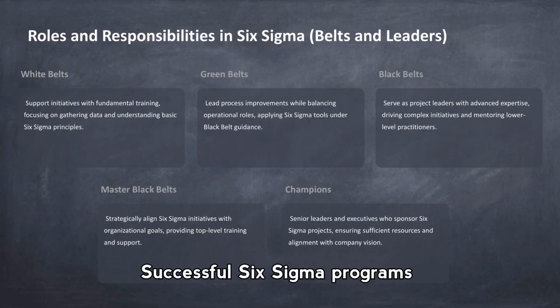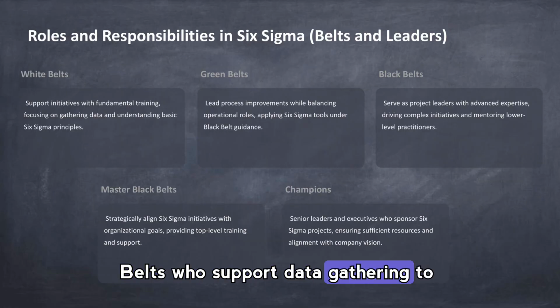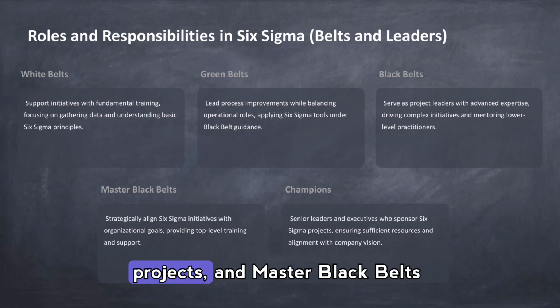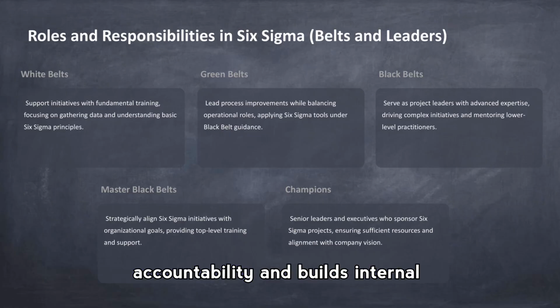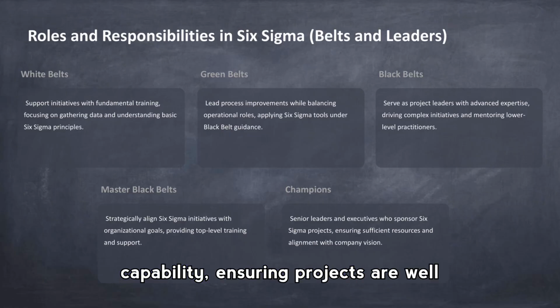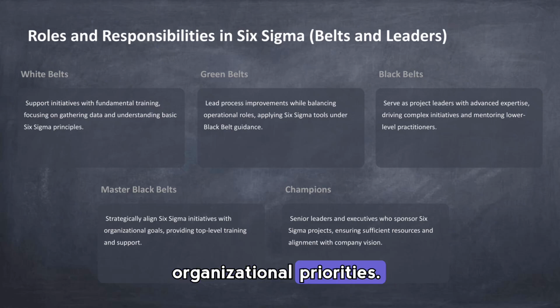Successful Six Sigma programs depend on clear roles, from white belts who support data gathering to green and black belts who lead projects, and master black belts and champions who provide strategic direction and resources. This role structure creates accountability and builds internal capability, ensuring projects are well executed and aligned with organizational priorities.